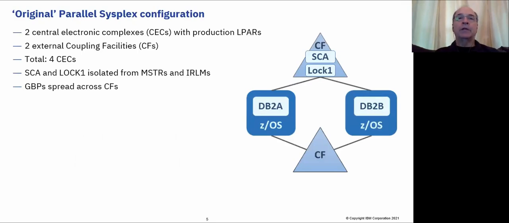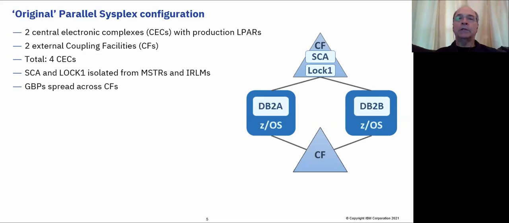The original parallel sysplex configuration from the mid-1990s looked something like this. At that time, it wasn't z/OS, it was OS/390. But there were fundamentally four systems, which I will call central electronic complexes, or CECs. And each one of these systems, which might have been a separate machine on the floor, could fail in this environment, and we would maintain availability to the data sharing group.